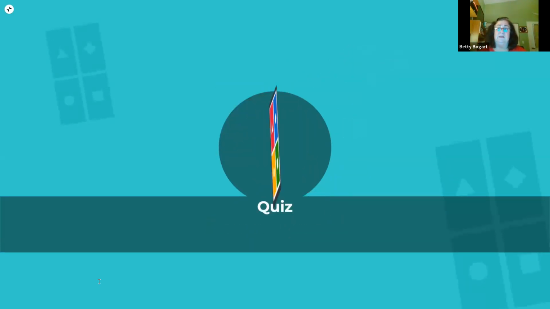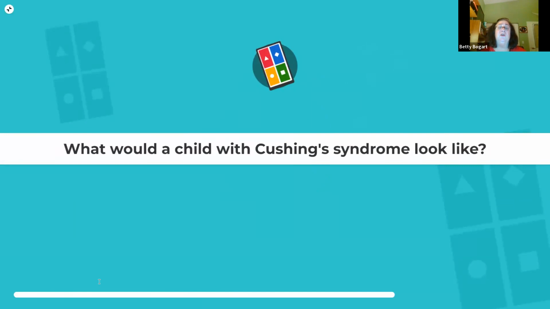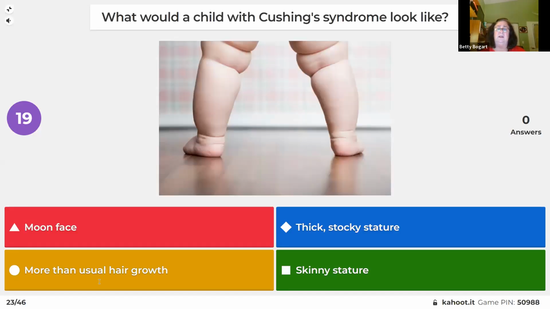A multi-select. What would a child with Cushing syndrome look like? Now, this is your adrenal gland. Your adrenal gland does what? Your adrenal gland produces cortisol and aldosterone. Now, cortisol, what does that do?